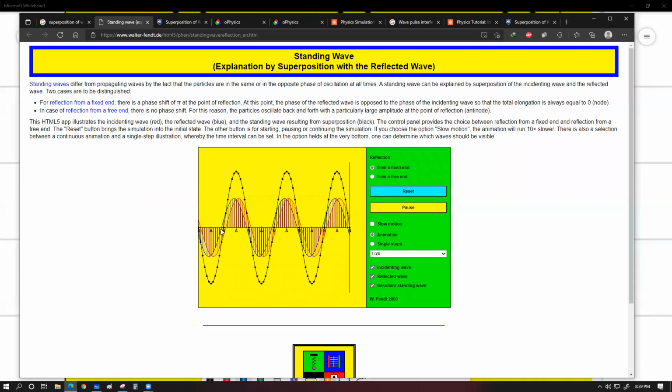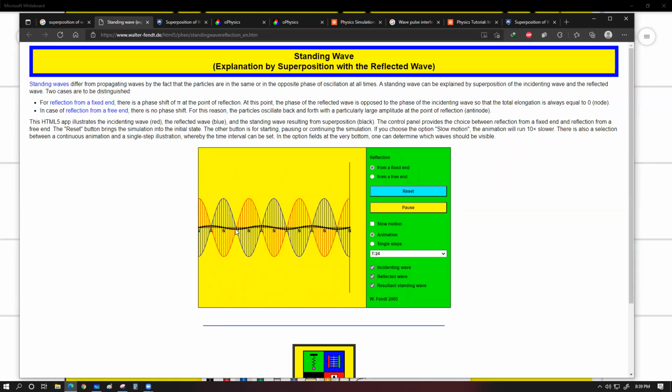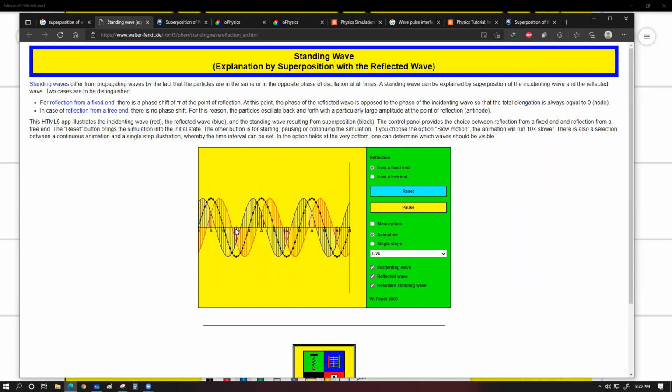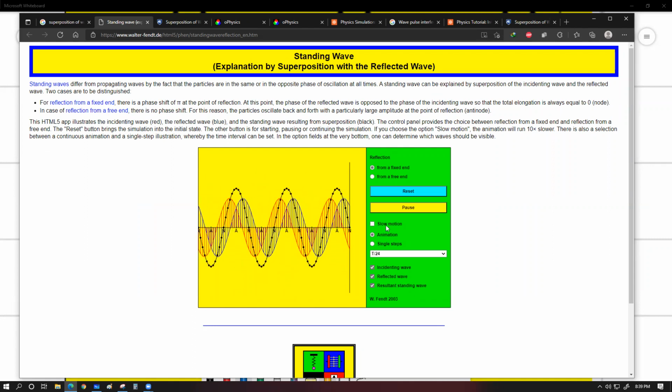Node positions have 0 amplitude and antinode positions have the maximum amplitude. Maximum amplitude means these are the points where the two amplitudes get added together for the individual progressive waves. For example, a situation like this.